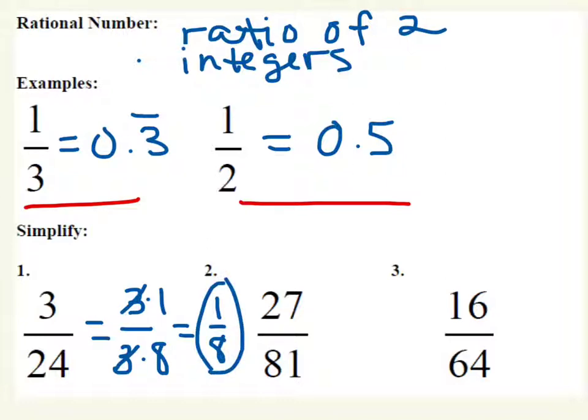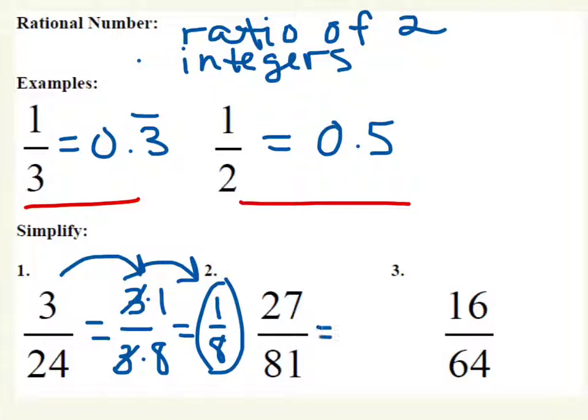Again, that seems straightforward, and we should be able to do that with ease. But let's think about the process that we take in order to simplify 3 over 24 to 1/8. This process will help us understand simplifying rational expressions. Let's do number 2 as well. 27 and 81 in the denominator.